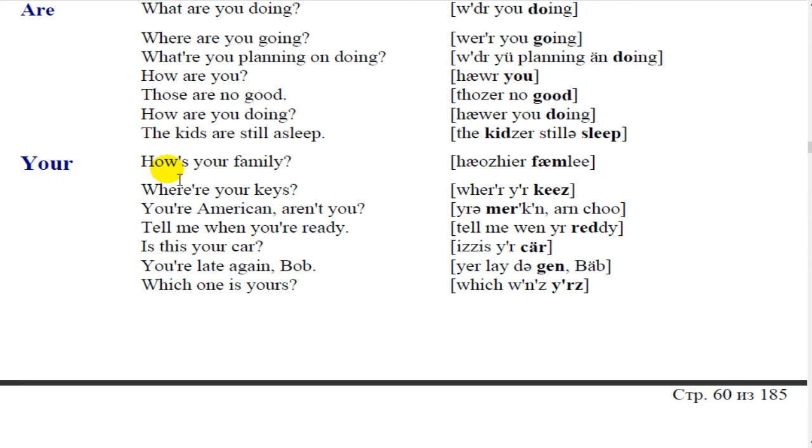Your. How's your family? Where are your keys? You're American, aren't you? Tell me when you're ready. Is this your car? You're late again, Bob. Which one is yours?